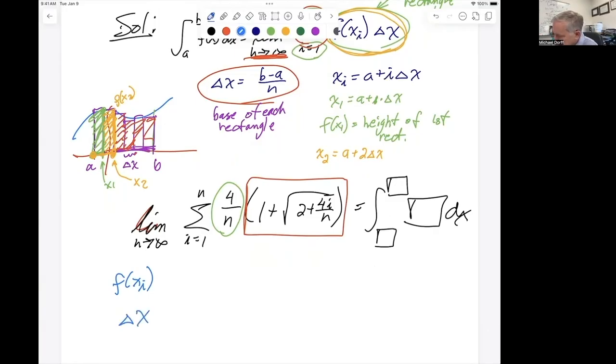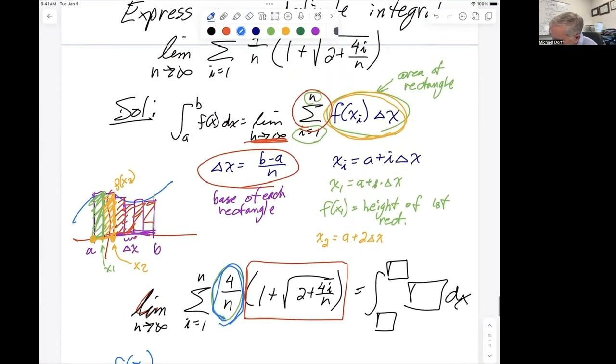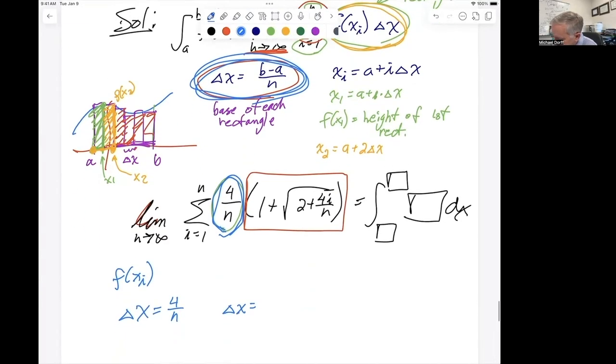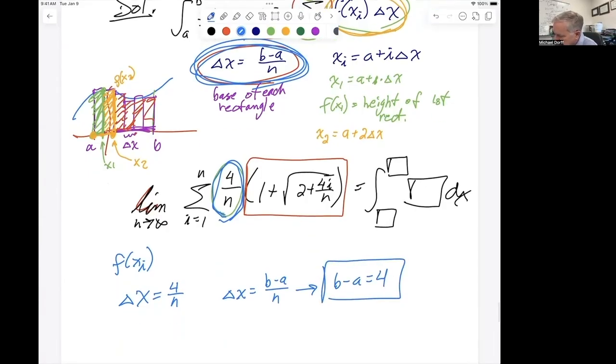Well, I look at this one here, the 4 over n, is going to be the delta x. There's no i's there, so it can't be f of x sub i. All right, so it's going to be that, and it has an n in the denominator. And we know delta x from up here. Okay, delta x is b minus a over n. So this tells me that b minus a equals 4. Now I don't know what a and b are yet, but I do know, so this is a, this is b, but I don't know what b and a is. I just know the difference is 4.